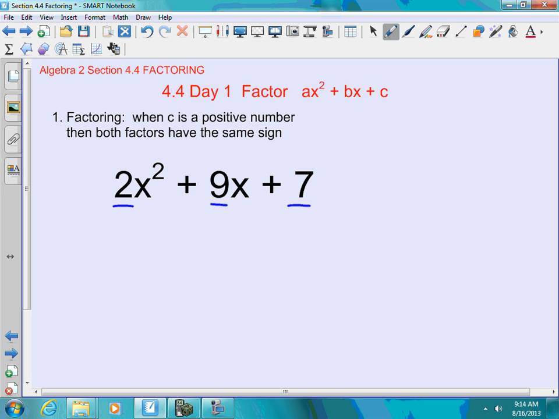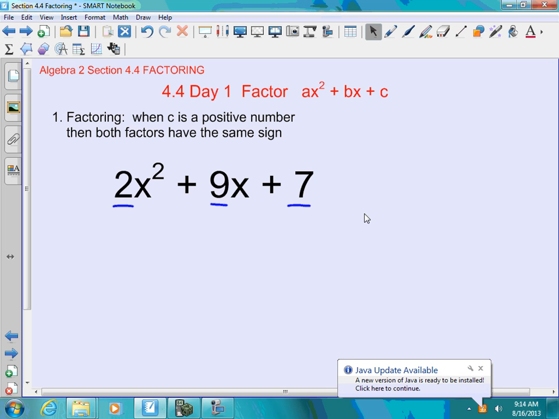Some people like to try and pull an x out and make it x times 2x plus 9 plus 7. That doesn't really help us in terms of factoring the entire trinomial. It's a good thought, but it won't really help us in factoring. So always start out when you're factoring, I mentioned this in the previous lesson, by looking for some monomial term that you can pull out or divide out, so to speak. This one doesn't have it, so we're going to start with bottoms up.